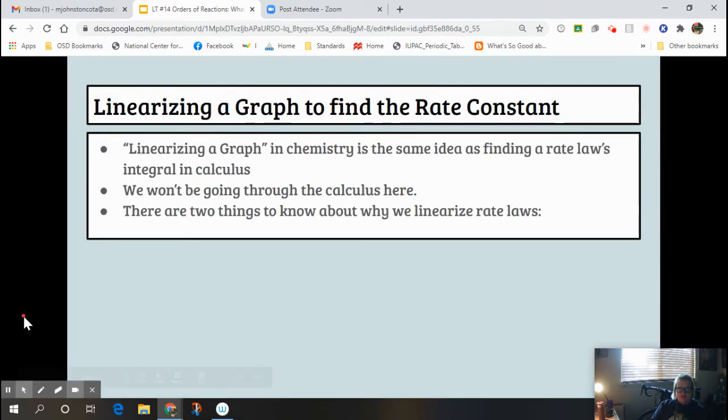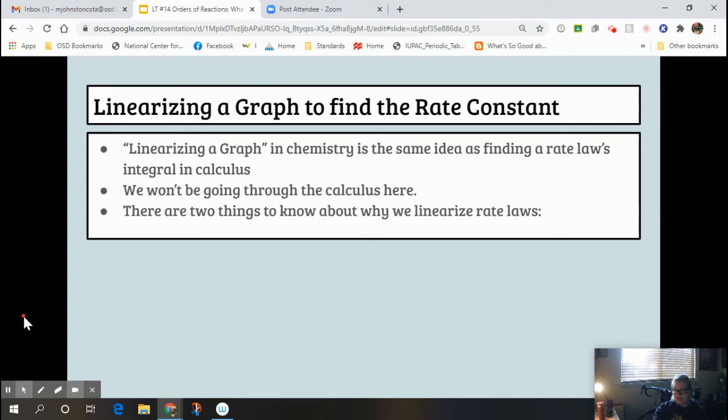So unfortunately, that's the easiest scenario when we've got a zero order rate law. But if we have a first order, second order, or other order rate law, we have to perform this procedure where we are linearizing a graph of time versus concentration data.